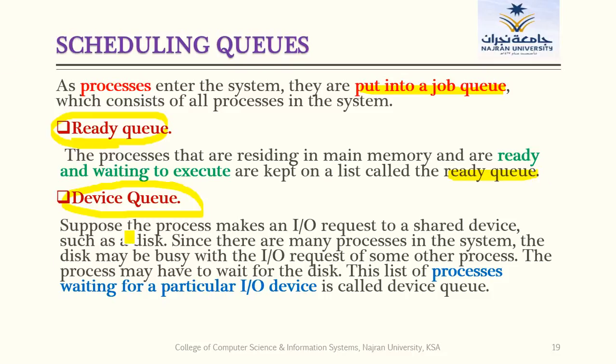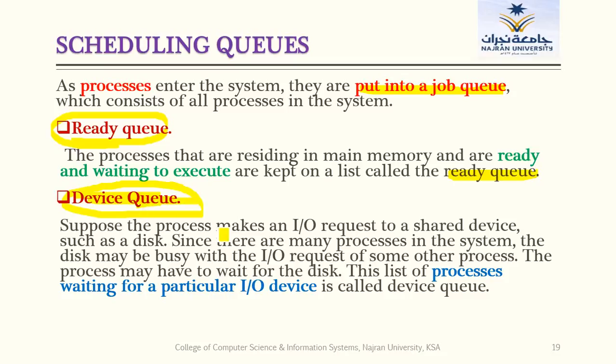The second queue is the device queue. Suppose the process makes an IO request to a shared device. Now you have seen in the state diagram we have one state called the waiting state. So maybe one process needs some IO device, and it will be moved to the waiting state until it gets its required device. So there we need to make one queue, called the device queue.